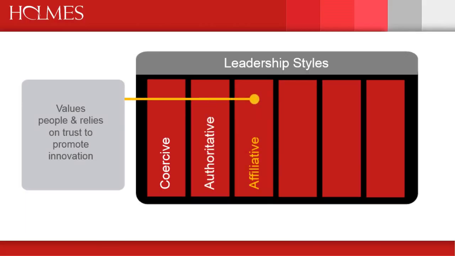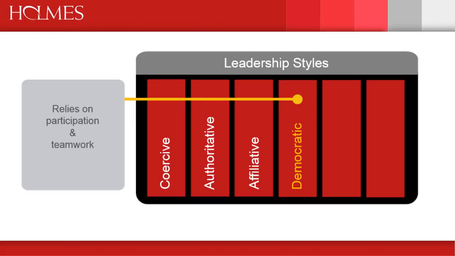Affiliative. An affiliative leader values people, their emotions and their needs and relies on friendship and trust to promote flexibility, innovation and risk-taking in an organisation. Democratic. A democratic leader relies on participation and teamwork to achieve collaborative decisions. The style focuses on communication and creates a positive climate for achieving results.